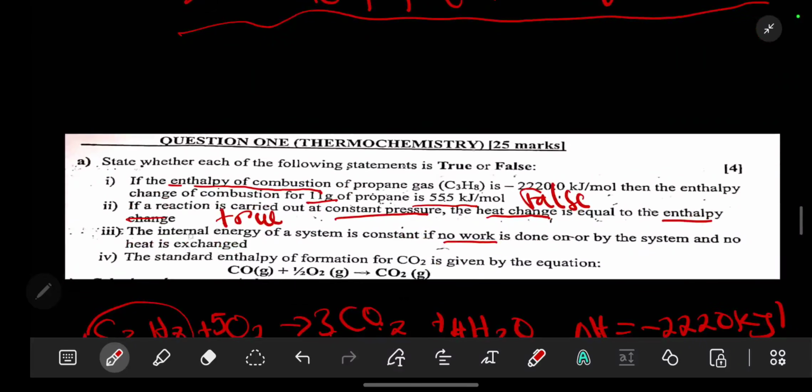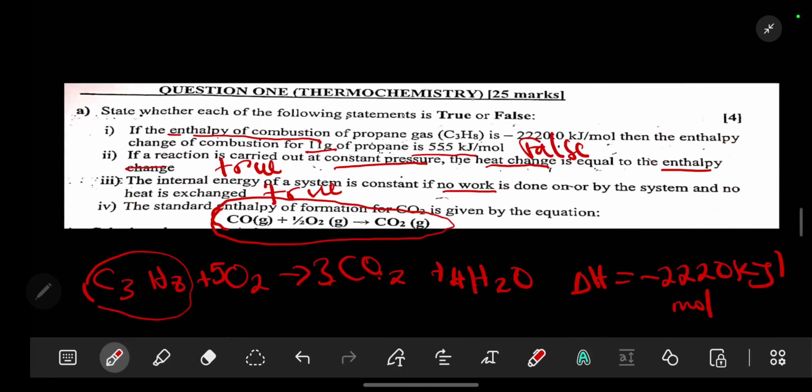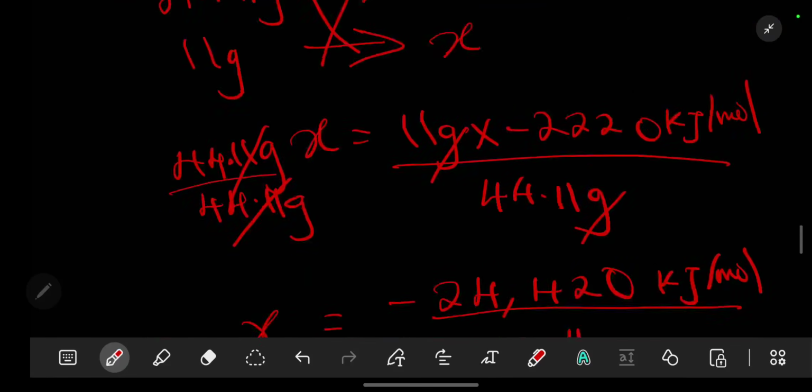So we have the internal energy of the system is constant if no work is done on or by the system and no heat is exchanged. Then that simply means the internal energy is constant, which is our true. Last but not the least, we have the standard enthalpy of formation for carbon dioxide is given by this equation. Now to answer this, we need to define what the standard enthalpy of formation is.